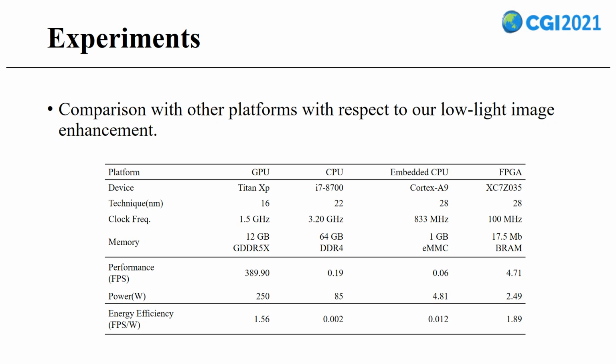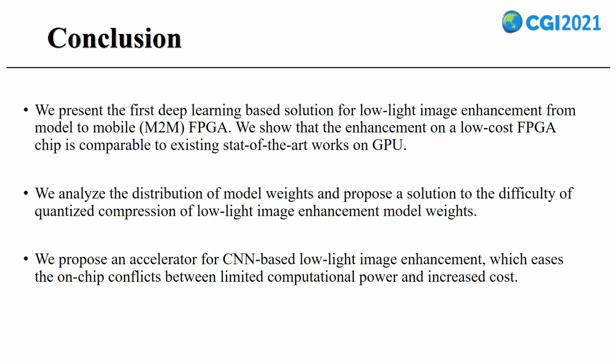Here we make a conclusion. To the best of our knowledge, in this paper we present the first method for deep learning-based low-light image enhancement on FPGA. We show that the enhancement on a low-cost FPGA chip is comparable to existing state-of-the-art works on GPU. We analyze the distribution of model weights and propose a solution to the difficulty of quantized compression of low-light image enhancement model weights. We propose an accelerator for CNN-based low-light image enhancement, which eases the on-chip conflicts between limited computation power and increased cost.